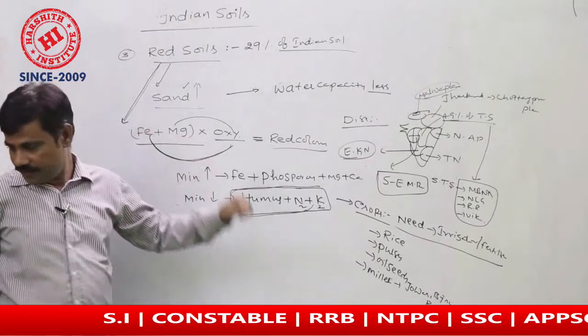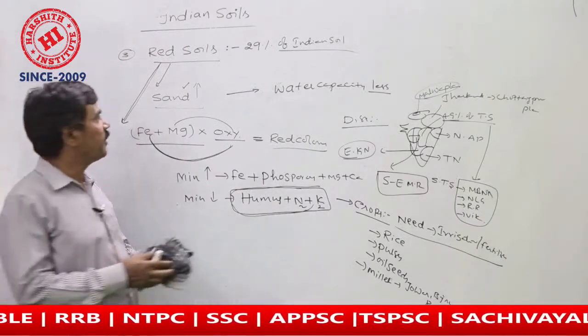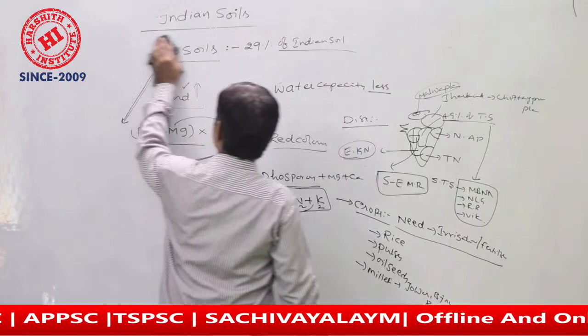So next, after the red soils, the fourth one is the laterite soils.